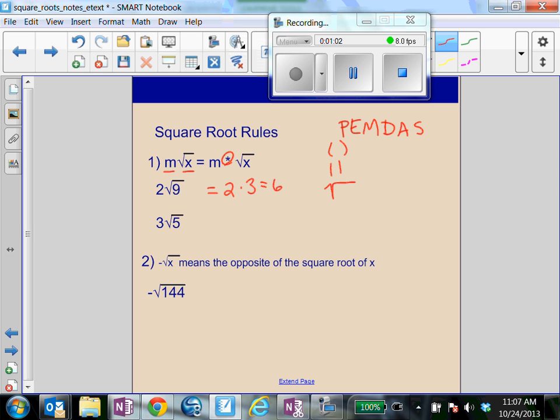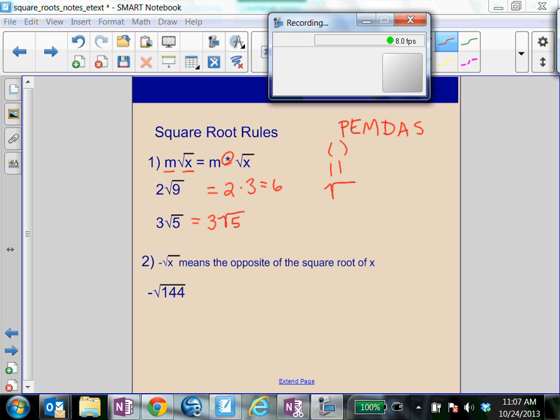Now in the next problem, we have 3 times the square root of 5. We cannot take the square root of 5. It's not a perfect square. Therefore, the answer is 3 times the square root of 5. In other words, we don't do anything to it because we can't take the square root of 5, so there's nothing to multiply 3 times except the square root of 5.